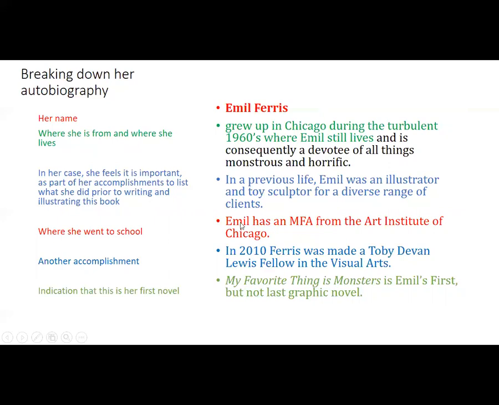Where she went to school: Emil has an MFA from the Art Institute of Chicago. Here's another accomplishment: in 2010, Ferris was made a Toby Devan Lewis Fellow in the Visual Arts. I cannot read. And then finally, she indicates that this is her first novel: My Favorite Thing Is Monsters is Emil's first but not last graphic novel. So we have this information about her. It's pretty concise and to the point. It doesn't go on, and it briefly tells everybody about Emil Ferris.